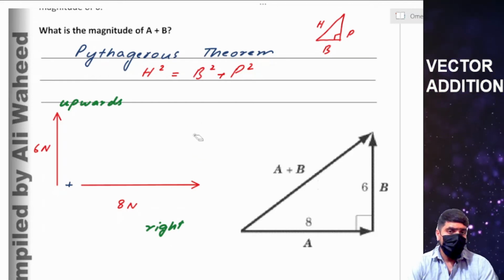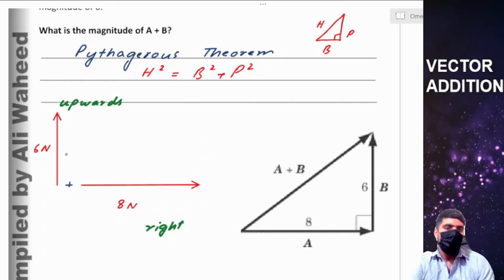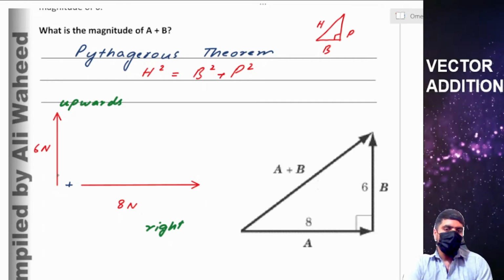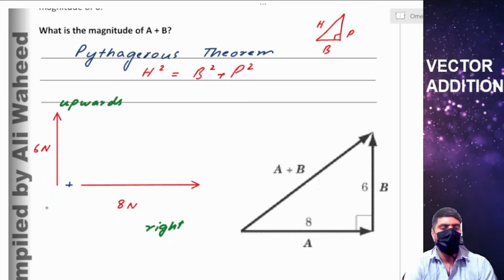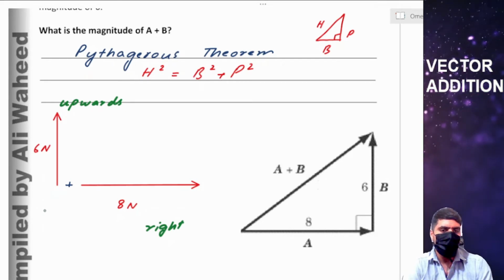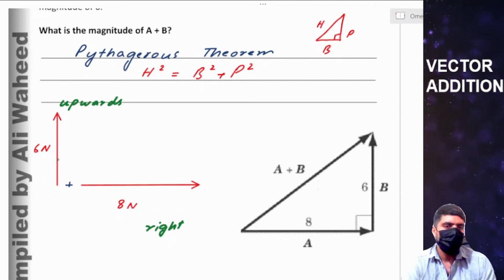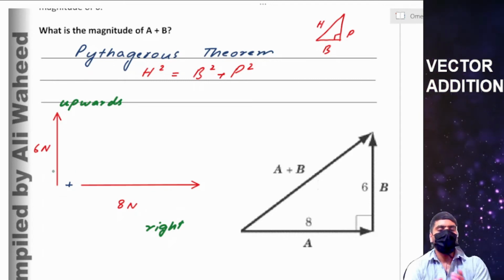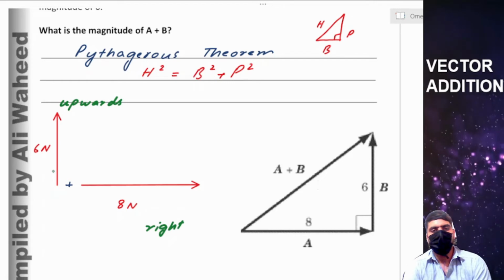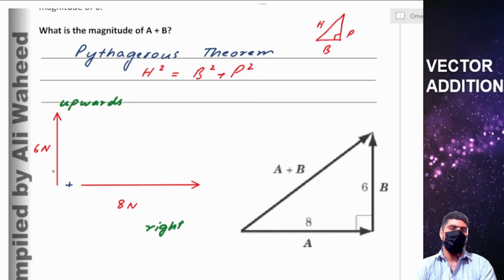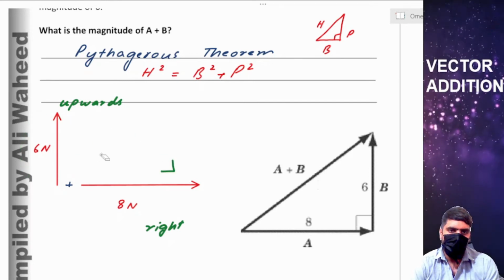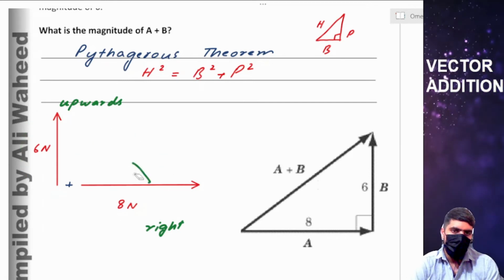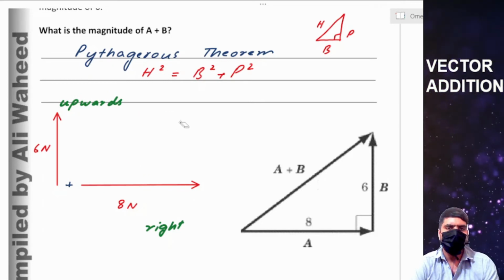All right, then the thing is, any of these two vectors can be called the first one and any of these two can be called the second one. So all you have to do is just place one of the vectors at the end of the first one. All right, so you can do it either way. You can place this one at the end of this one, or you can pick up the second one, 8 Newton, and place it at the end of the first one.